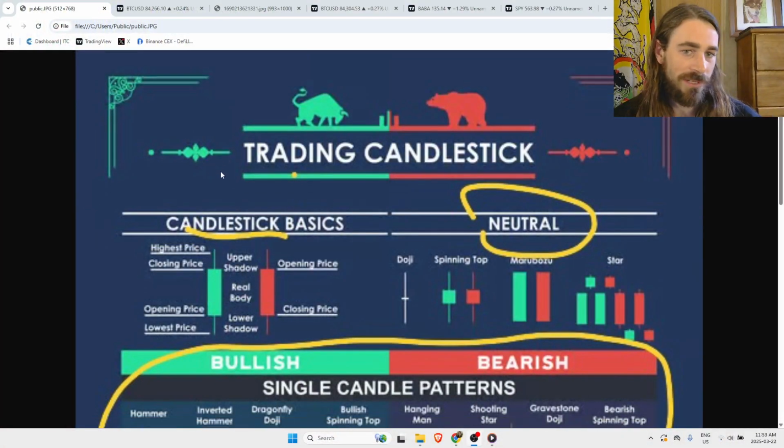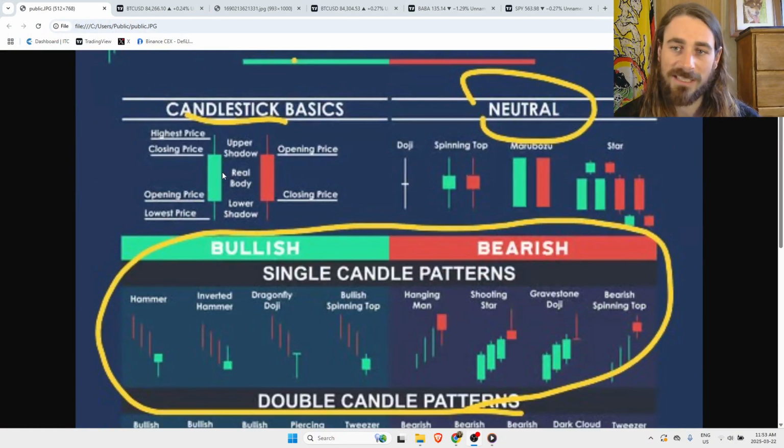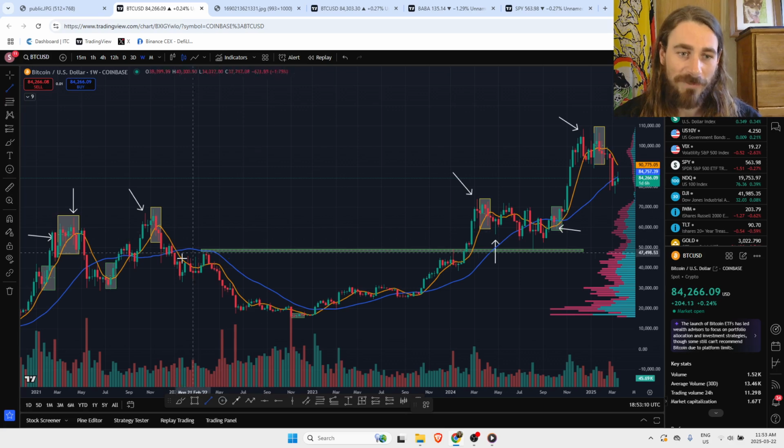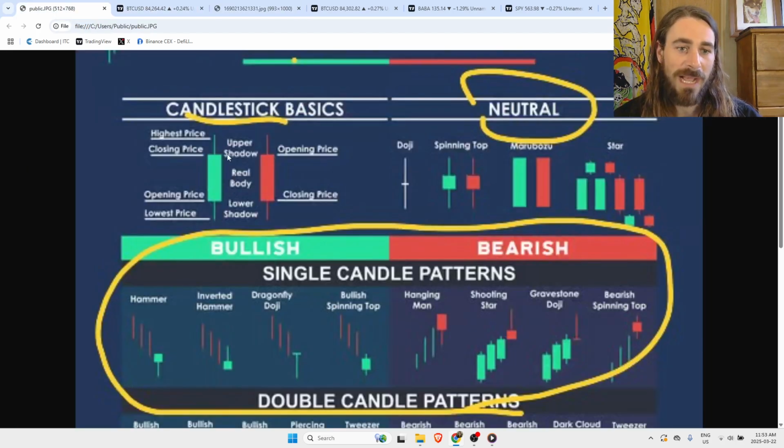The first thing I'm going to talk about is candlesticks. So essentially, if you don't know, candlesticks are just what is on each chart here. Every single one of these bars is a candlestick, and they all tell a slightly different story. So we're going to flip back here.